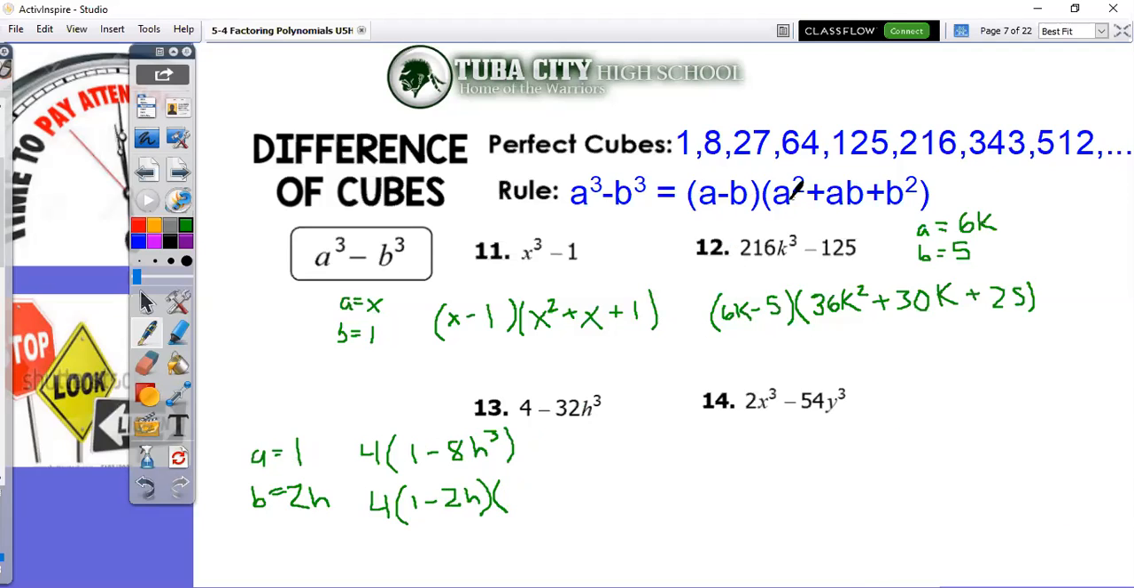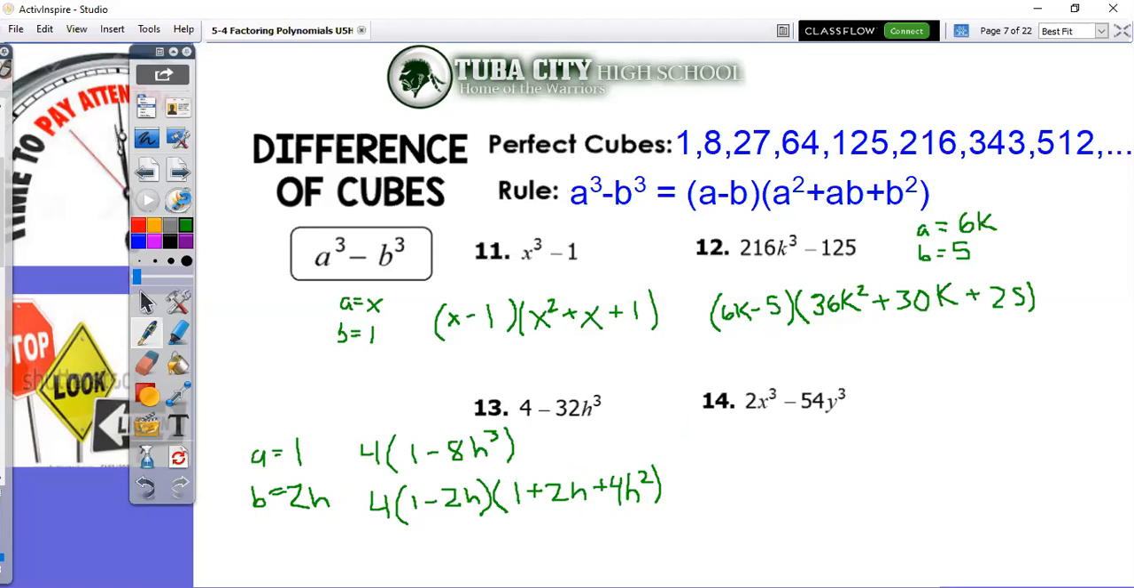All right, so A squared here. Now we're on this trinomial portion, so let's square 1. All right, didn't get much out of that. Plus A times B. So 1 times 2h is 2h. And B squared. Okay, so this looks like the only one we're going to have to do a little bit of work on. 2 times 2 is 4. H times h is h squared. And that's it. I think we are done with that one.